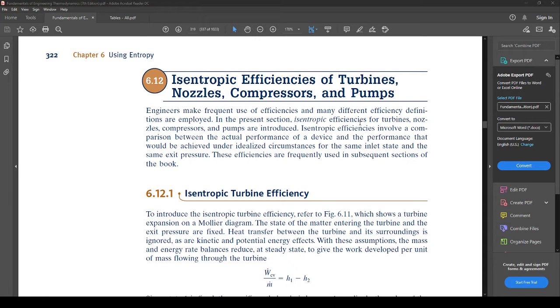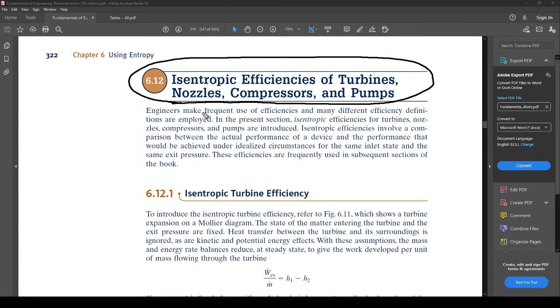So 6.12 is isentropic efficiencies of turbines, nozzles, compressors, and pumps. So you guys are probably wondering, that's a lot of things, right? And you are correct, that is a lot of things. But it is extremely important that we do this chapter because all of these are what you will see in basically every cycle in the next class. Chapter 8 through 10 is all things consisting of this: compressors, turbines, pumps, nozzles, right?